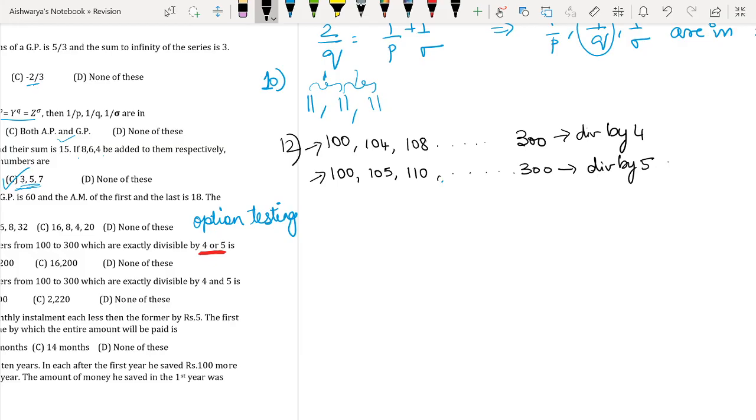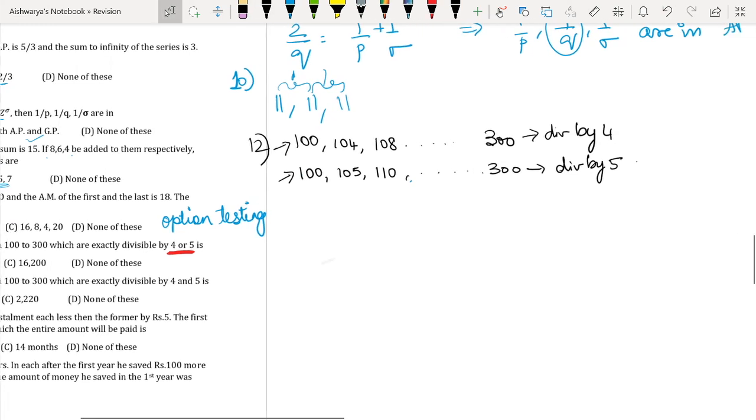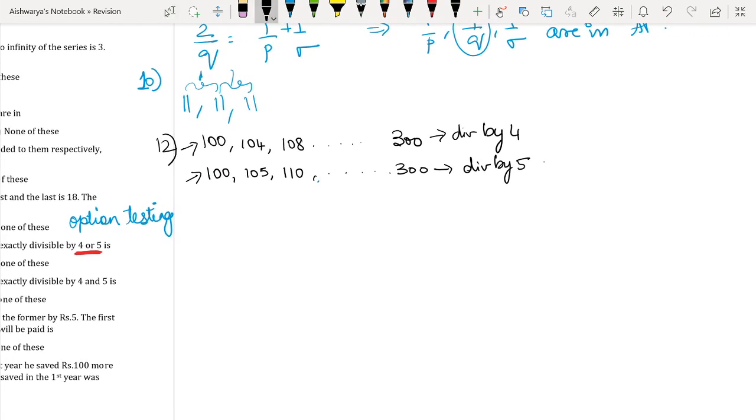4 or 5 is similar to set theory. We have learnt union, no? A union B. Either it is in set A or in set B. So it is nothing but set A plus set B minus A intersection B. So we are going to add, divisible by 20 and then A intersection B. It is divisible by 20. Yeah. So we'll be removing A intersection B because we want to find out numbers which are divisible by both 4 and 5.